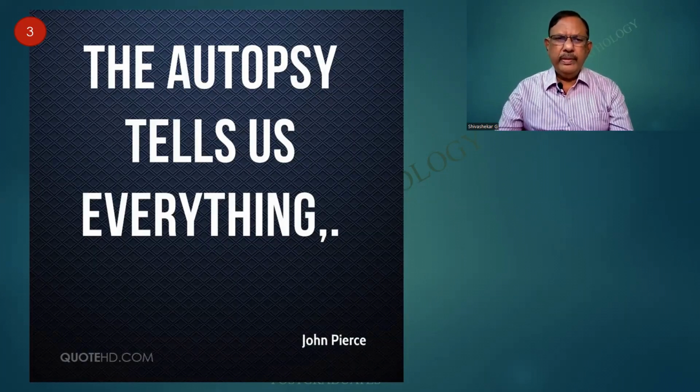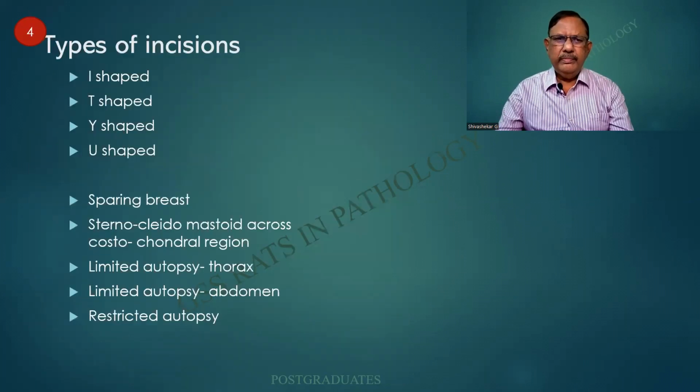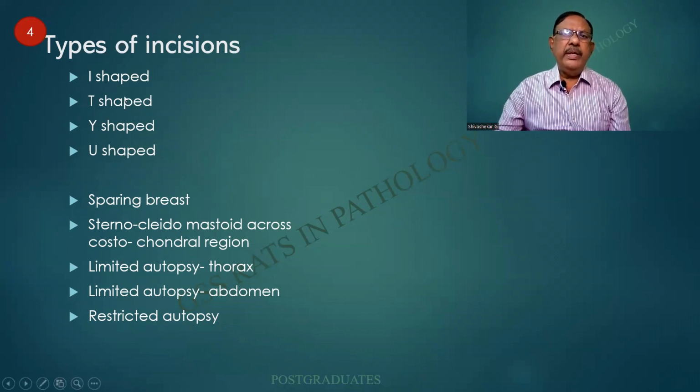John Pierce. The types of incisions. This I should have taken, or would have taken, in the last class, but I felt that this will be an apt moment. Name whatever alphabet you have got, you will be having an incision along with it. There can be an I-shaped incision, a T-shaped incision, a Y-shaped incision, a U-shaped incision. What are all these? We shall be seeing.